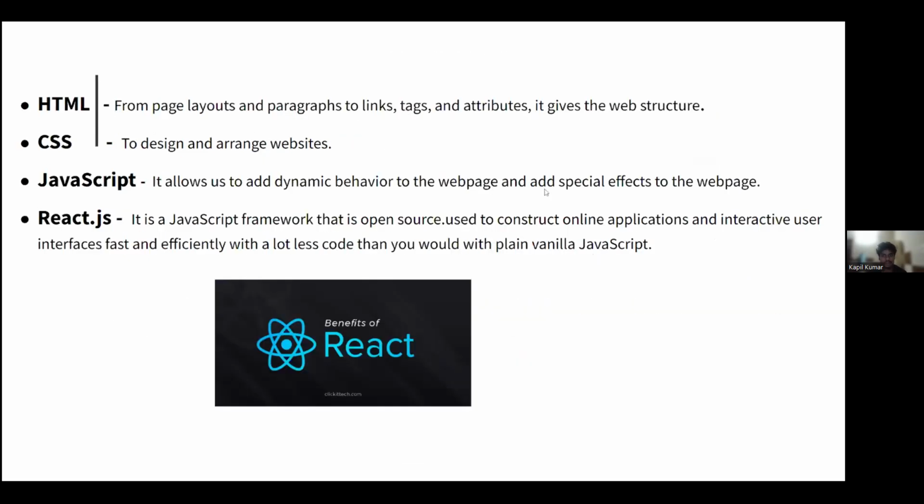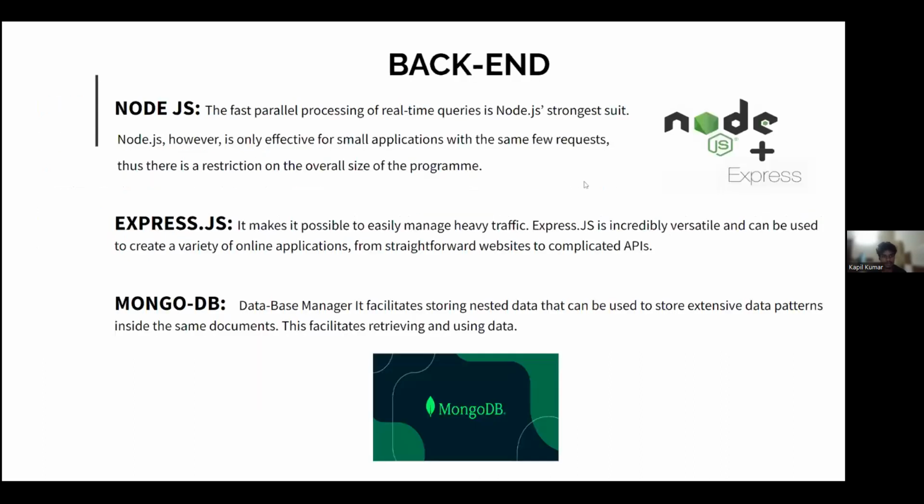And the last tool for front end is React.js. React.js helps us build a rich user interface easily. It is an open source JavaScript framework used for building interactive user interfaces and web applications quickly and efficiently with significantly less code than you would with JavaScript. For back end, we use Node.js, Express.js, and MongoDB.